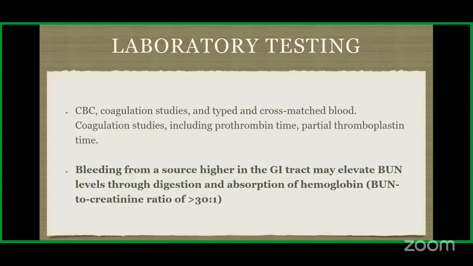Coming to the investigation part of it, the blood investigations are the same: CBC, coagulation studies, cross-matched blood, prothrombin time, partial thromboplastin time, INR, everything. Bleeding from a source higher in the GI tract may elevate BUN levels through digestion and absorption of hemoglobin.